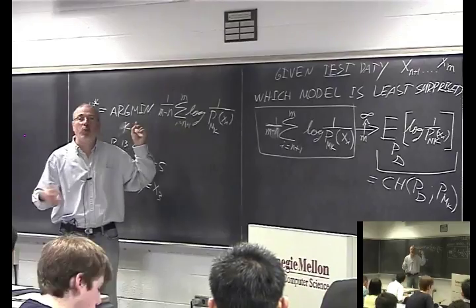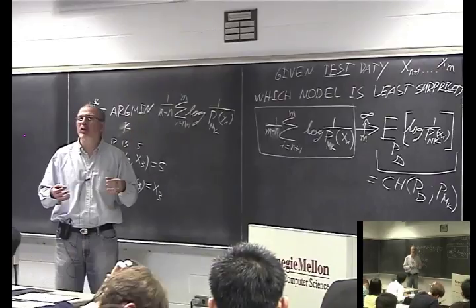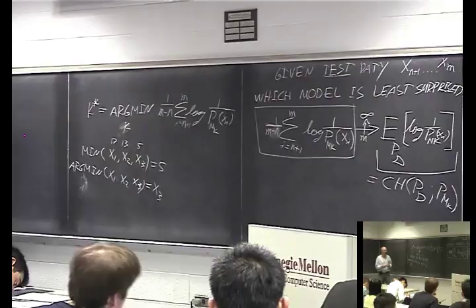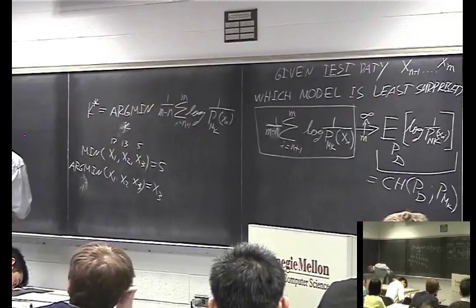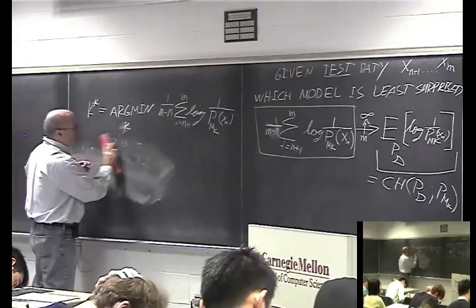I don't report back what was the amount of surprise of model 17. In a way, I don't really care what the minimum value was. I only care who achieved that minimum. Okay? That's the essence of this notation. So now that we have the notation, I want to change the math slightly.